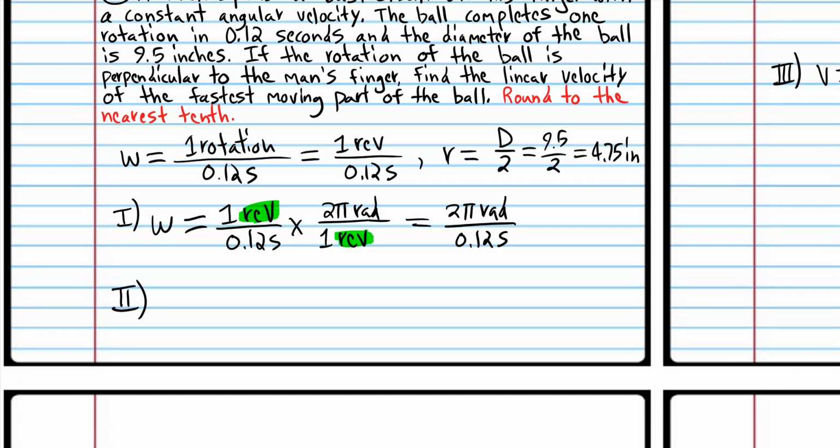Now we're going to use that to find the linear velocity. Linear velocity is equal to the radius times omega. The radius is 4.75 inches, and we're going to multiply that by 2 pi over 0.12.